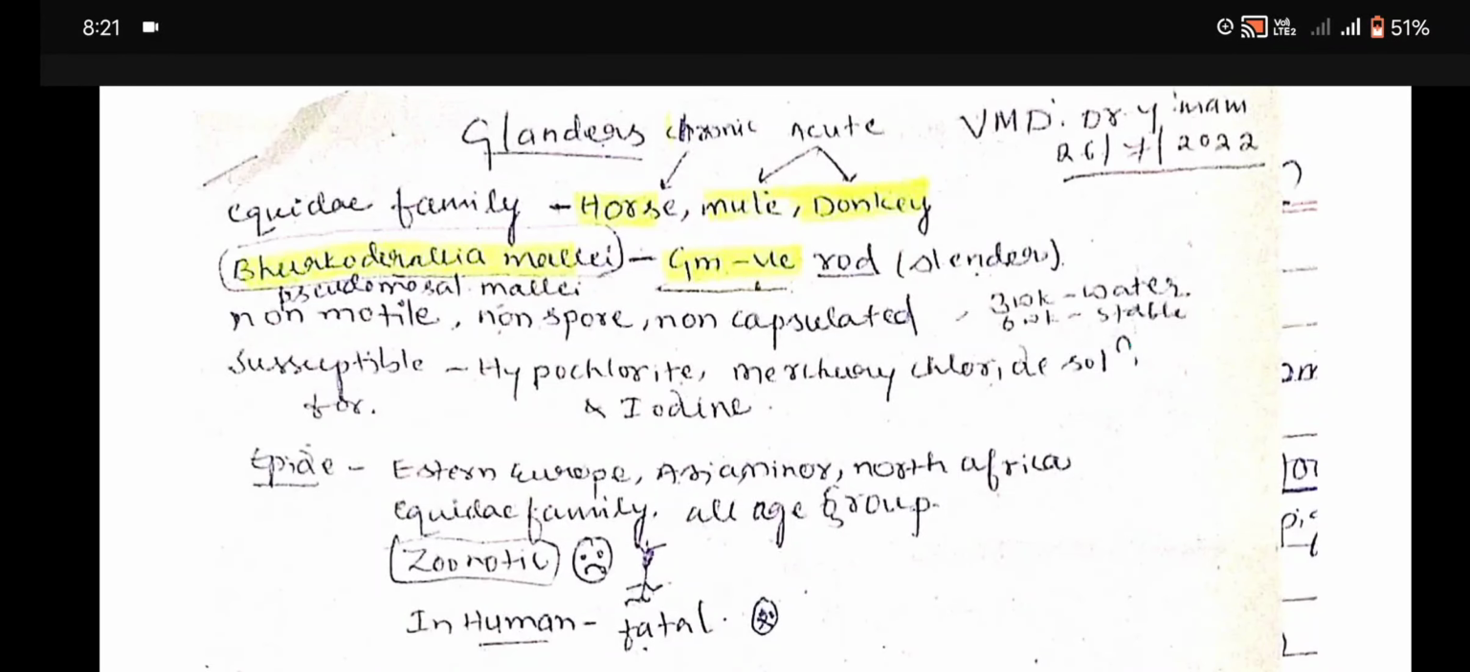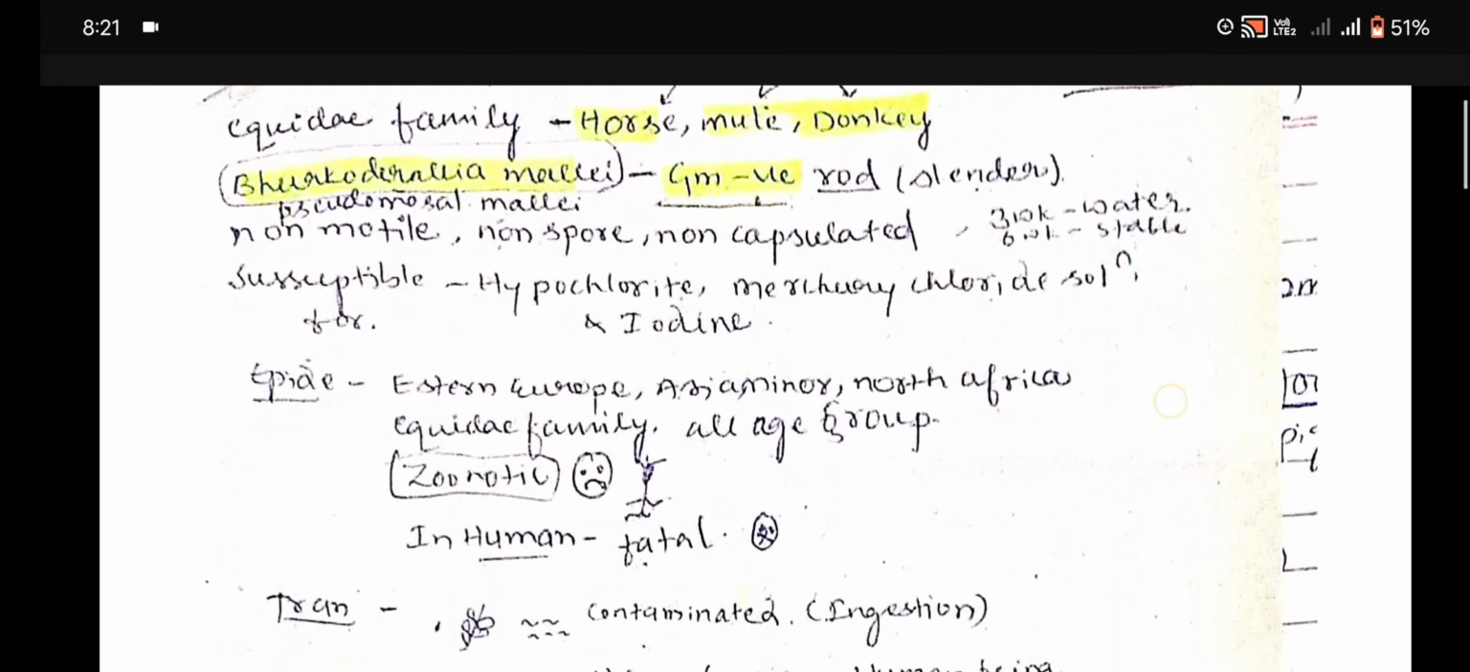In this video, we will be discussing another bacterial disease, that is Glanders, which is clinically manifested as the acute and chronic form. Chronic form is mainly noticed in horse, whereas the acute form is noticed in mule and donkey, which is caused by the gram-negative rod, that is Burkholderia mallei, which is also called Pseudomonas mallei.